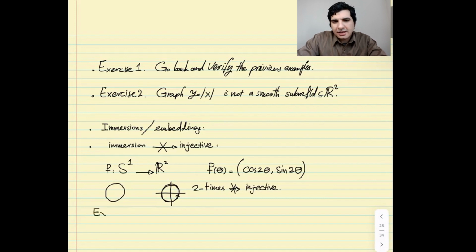But as an exercise, I'd like you to check that the derivative at each point is injective. So df at each point theta is injective. That implies the map f is an immersion. But of course, it's not an injective map. So this is the first important thing to notice.